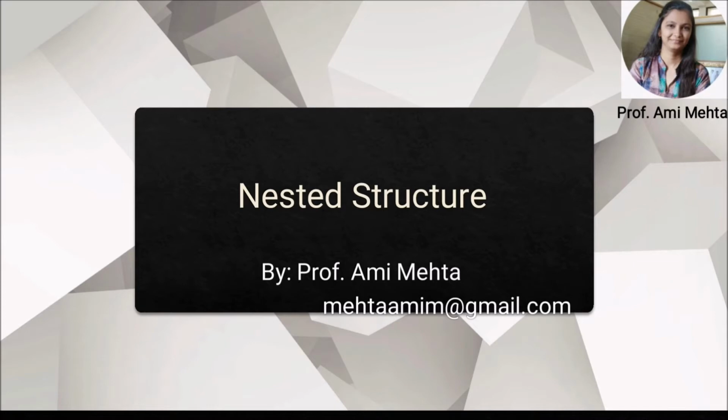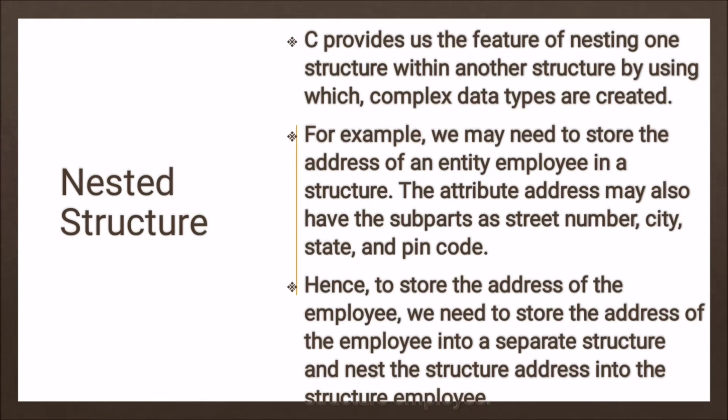We have already seen the nested for loop, nested if, and nested looping in C. Now we see nested structure in C. C provides the feature of nesting one structure within another structure, by which complex data types are created. For example, we may need to store the address of an entity employee in a structure. The attribute address may also have subparts such as street number, city, state, and pin code.